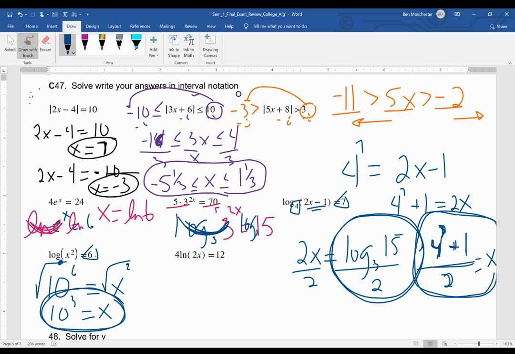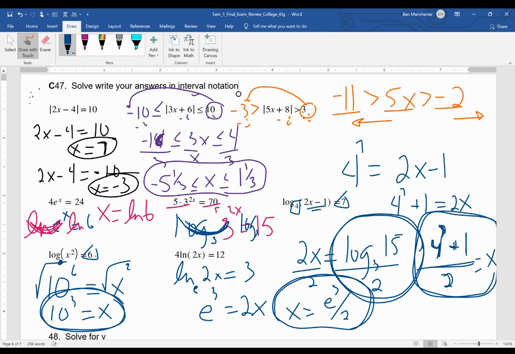All right, the last one, divide everything by 4. ln of 2x equals 3. Okay, rewrite it as an exponential. Now remember, ln is log base e. So e to the third equals 2x. And then divide everybody by 2, which is e to the third divided by 2. And once again, your calculator can help you with that if you care. But just be aware, this might be the way that your answer looks. Crazy like that without a calculator.